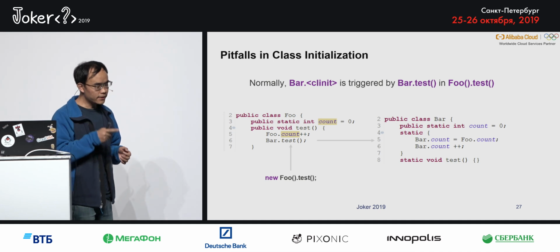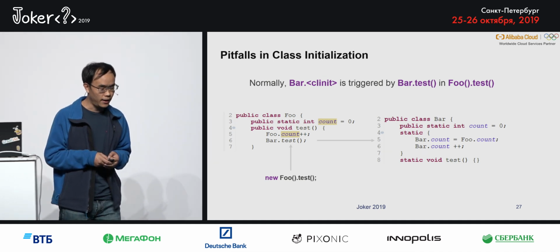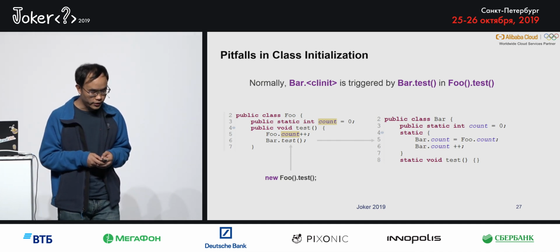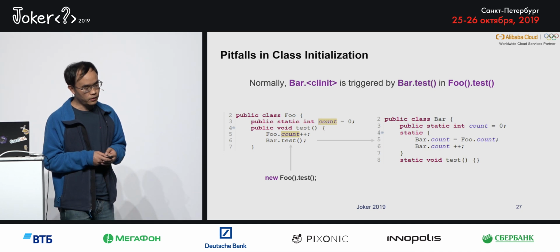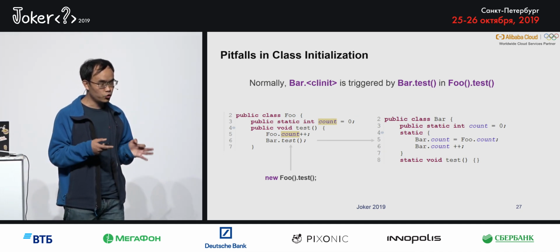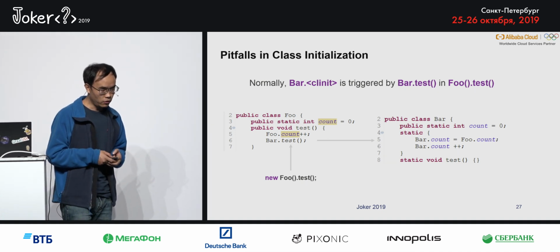I think this is the hard part. Why do we need the first API? Actually, it is pertinent to class initialization. I will show this example, which demonstrates the pitfalls in class initialization. So this is the case.